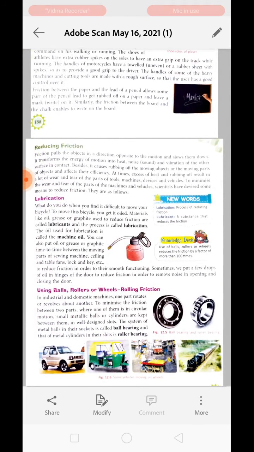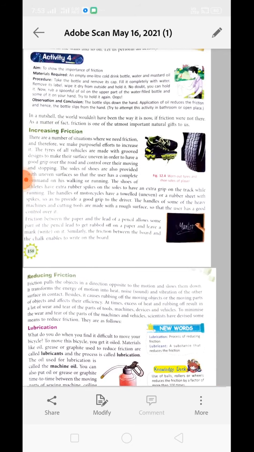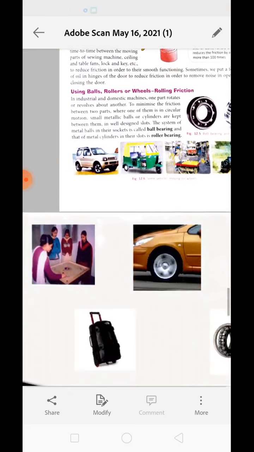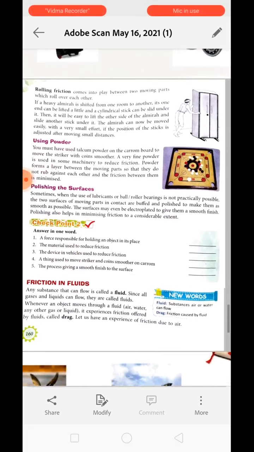We know that to increase the friction we need to make the surface rough, and we can also increase the mass of the object. Next is how to reduce the friction. Reducing friction can be done by smoothening the surface with the help of a lubricant, using ball bearings, using powder, or polishing the surface.